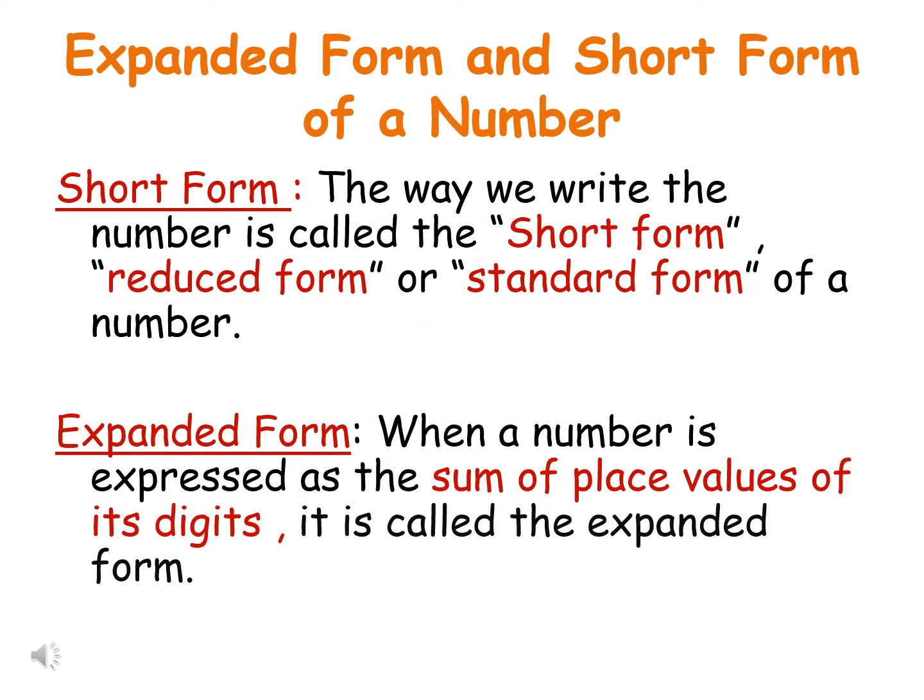Now let's move on to the next topic, expanded form and short form of a number. Short form of a number is the standard form or the reduced form that we write the number in. So the way in which we write the number is called the short form. And expanded form, what is expanded form? When the number is expressed as the sum of place values of its digits, it is called the expanded form. Let's see in detail what is expanded form and what is short form.